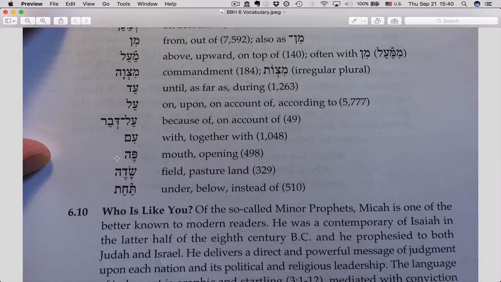Pe is mouth. Sade is field or pasture. Note that we have a sin. Sade. And tachat, under or below.